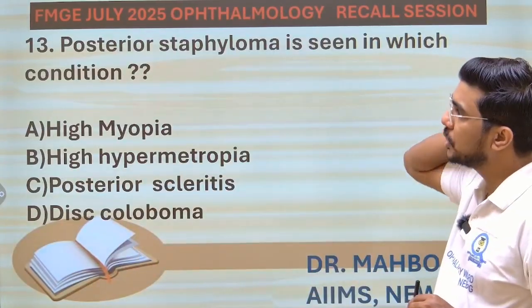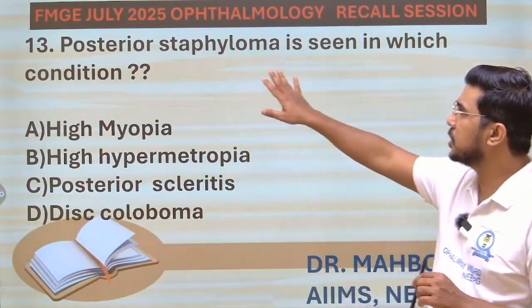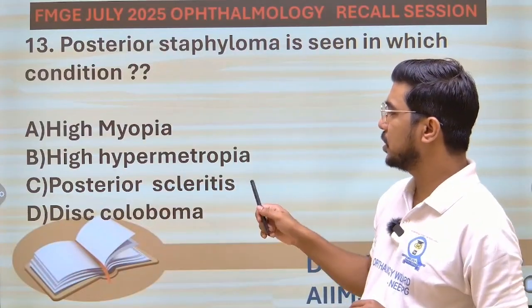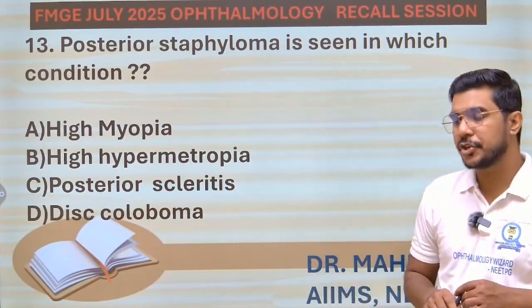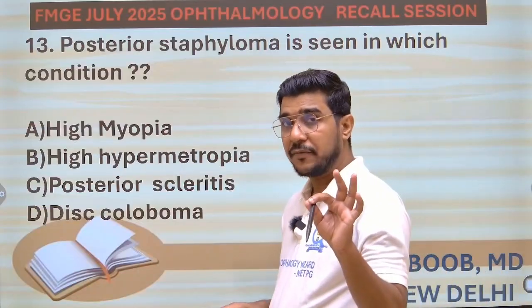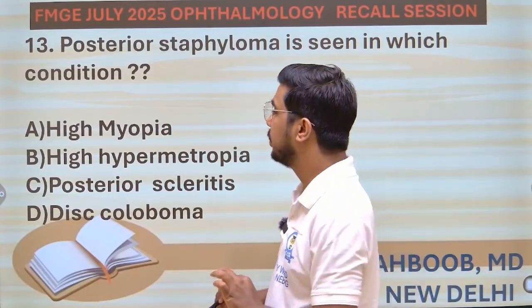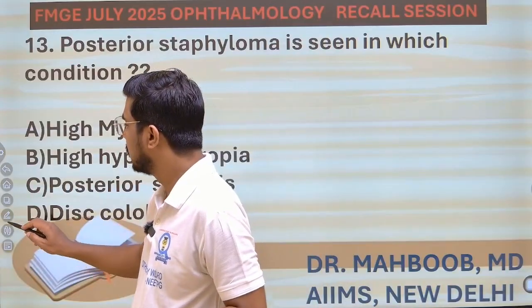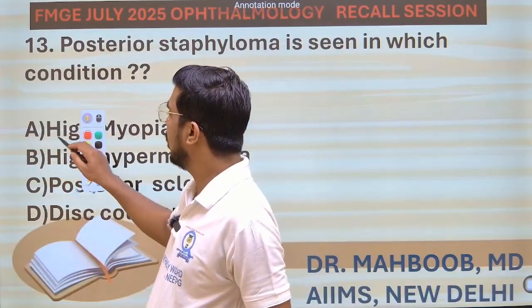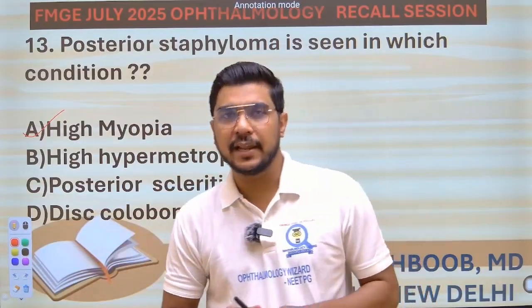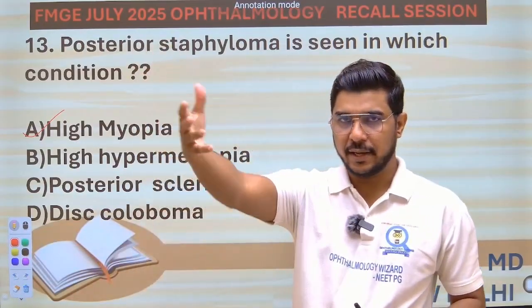Coming to this question, FMG 13. Posterior staphyloma is seen in high myopia, hypermetropia, posterior scleritis, or coloboma. The answer is straightforward because posterior staphyloma is a hallmark of high myopia. Yes. What is posterior staphyloma? It is a thinning and outpouching of the sclera, the posterior sclera.